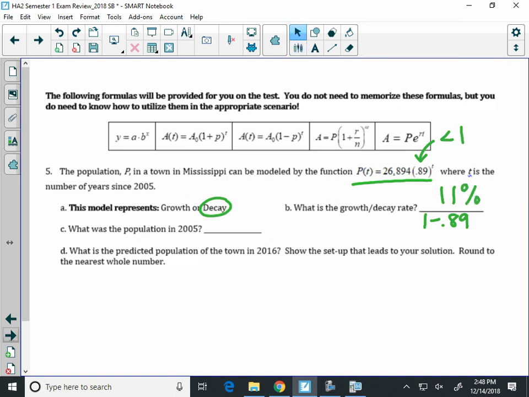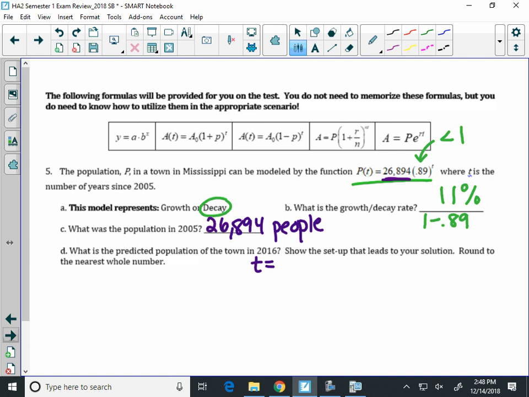Now it says, what's the population in 2005? That's the starting amount. How many people did we start with? Well, the population of this town was 26,894 people. So we've gotten all this information just from the equation. Now we want to know, what is the population of this town in 2016? We're going to use the same equation, but we need to know how many years since 2005 is 2016. You're going to use 11 for your time. That's 11 years since we started the model. So the population 11 years after you start, all you're going to do is put 11 in the exponent.